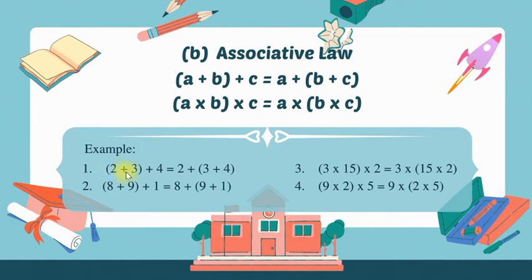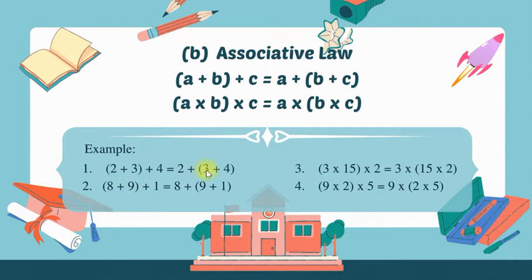Okay, for example, 2 plus 3 plus 4 we can also write as 2 plus in bracket 3 plus 4. 8 times 9 times 1, we can put the bracket on 9 times 1. Why is the associative law important? Because it makes your calculation easier.